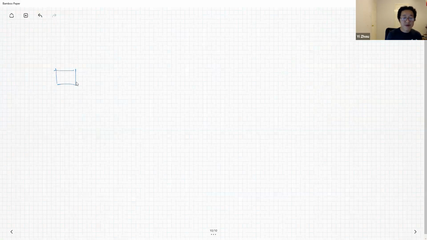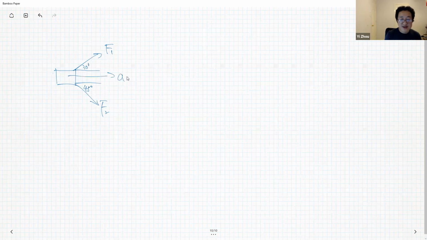Now, if we have a box, and we have a force F1, and we have another force F2. This one has 30 degrees. This one is 45 degrees. And we know this is having an acceleration of 10 meters per second squared to the right. Assume, let's say, the mass is 1 kilogram.